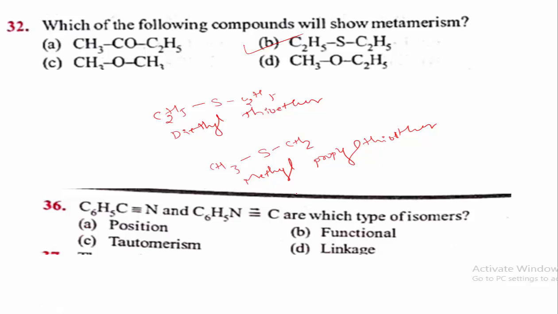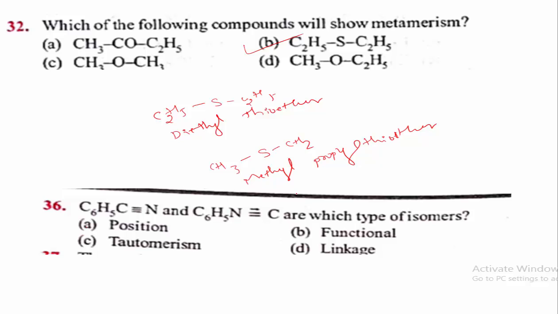What is the question? Observe the given question carefully. Here two isomers are given, C6H5C triple bond N and C6H5N triple bond C. Which type of isomers are these? Okay, the given options are position, option B functional, option C tautomerism, and option D linkage isomers.